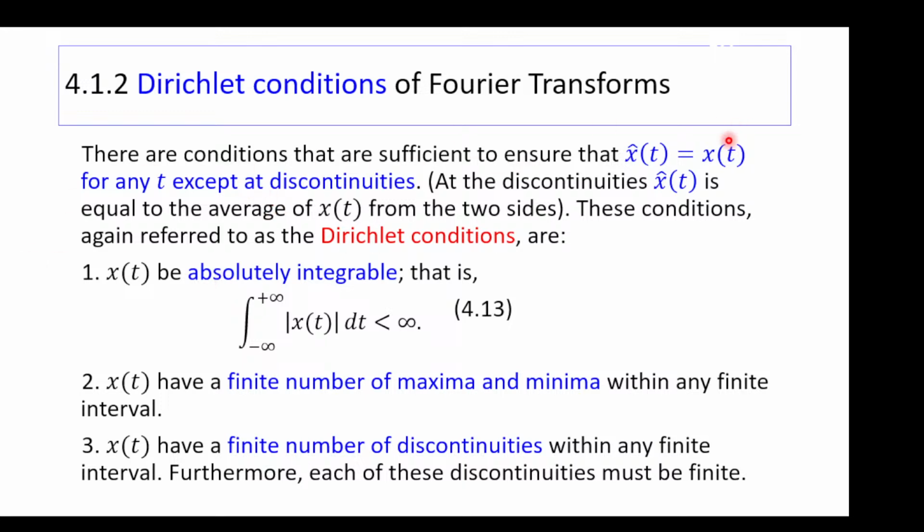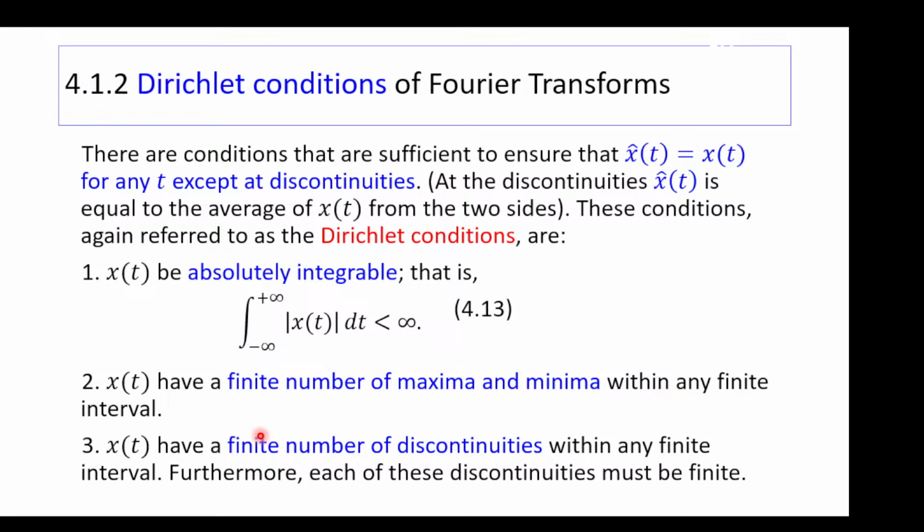So the Dirichlet conditions say that they are equal for every t. But just like before, there can be Gibbs phenomena. For every t there is some big N such that they are equal. Anyway, the Dirichlet conditions are also similar. So x of t needs to be absolutely integrable, and this time it means integration from minus infinity to plus infinity of the absolute value. And x of t has a finite maximum and minimum, and has finite discontinuities.